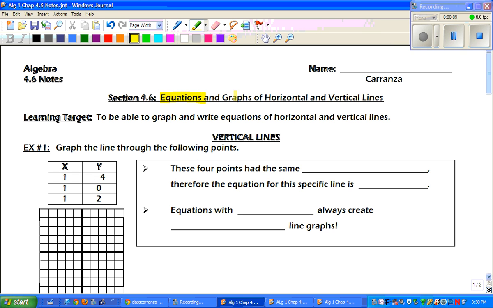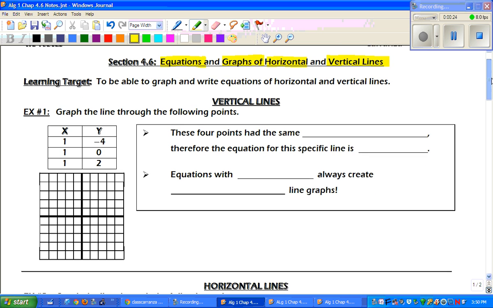Today we're going to be talking about equations and graphs of horizontal and vertical lines. Our goal today is to be able to graph and write equations of horizontal and vertical lines. So the first thing we're going to do is graph the line through the following points.